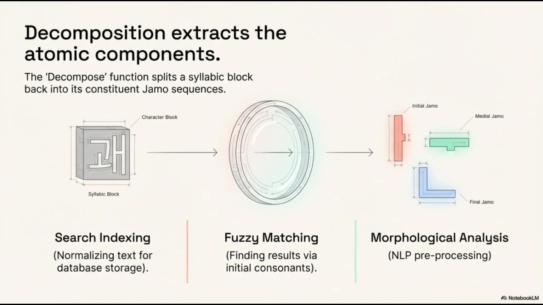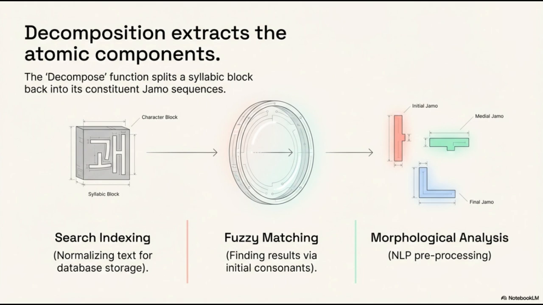Decomposition is the process of extracting the atomic components of a language's script. Specifically, the decompose function takes a unified syllabic block and breaks it down into its constituent jamo sequences. By taking a character block and processing it, we can isolate the initial jamo, medial jamo, and final jamo as distinct data points. This granular approach is foundational for several core technical applications.